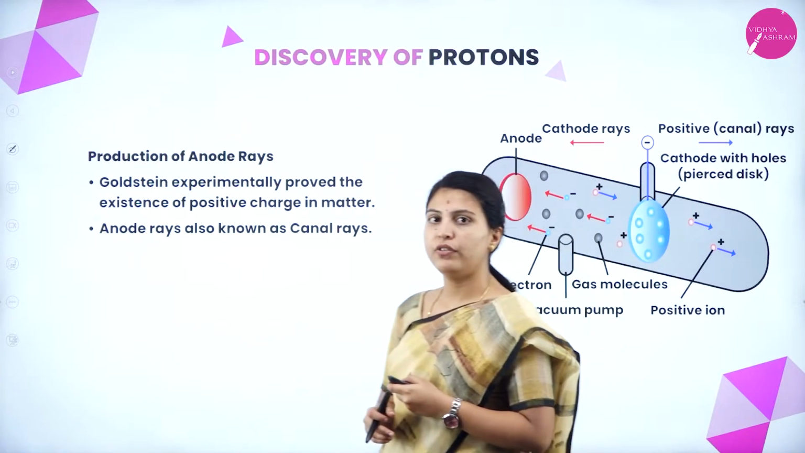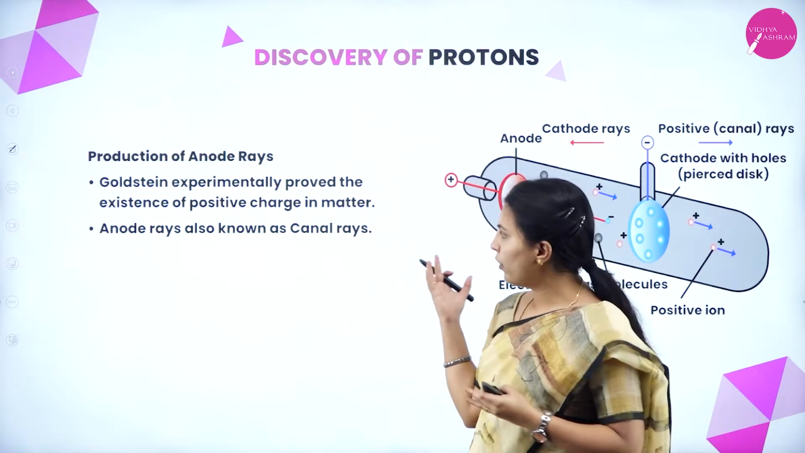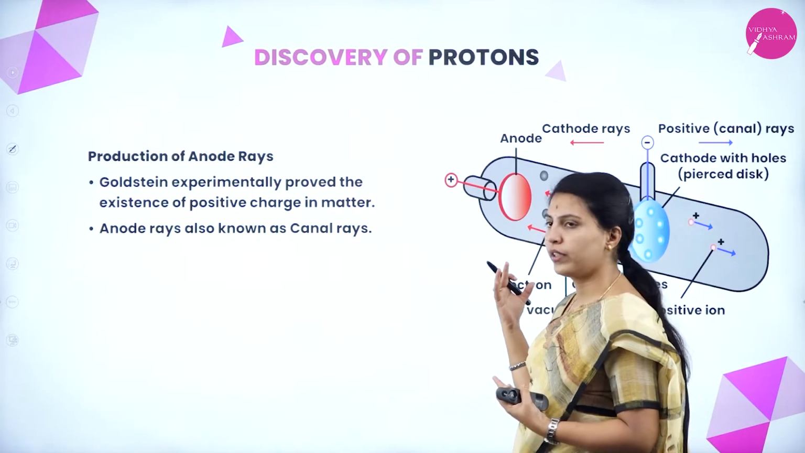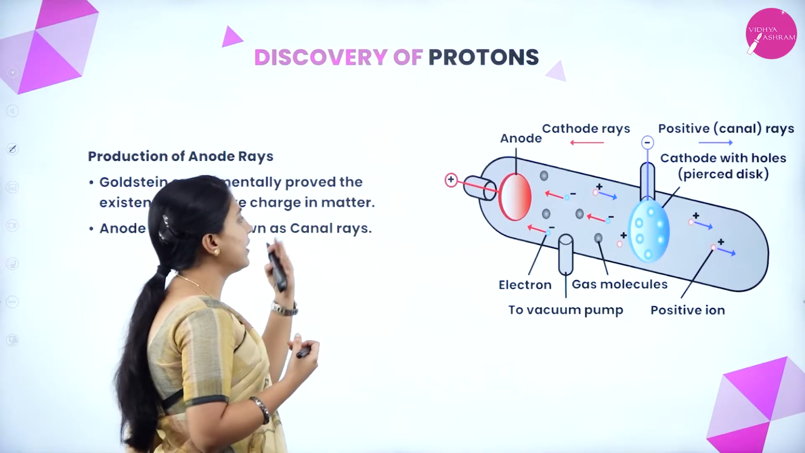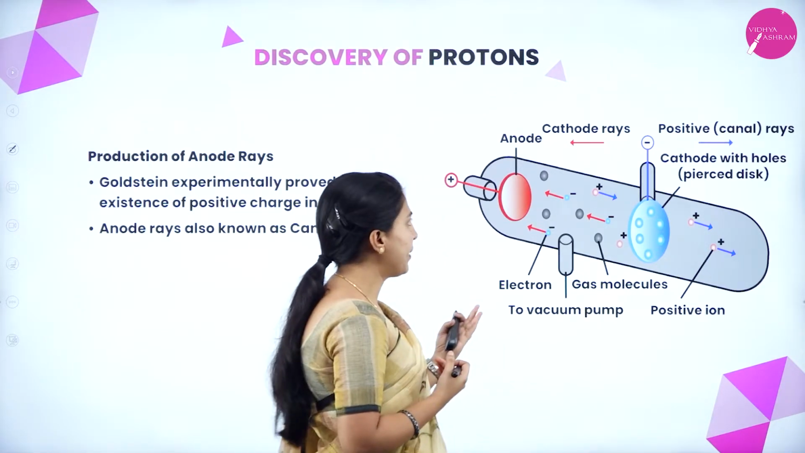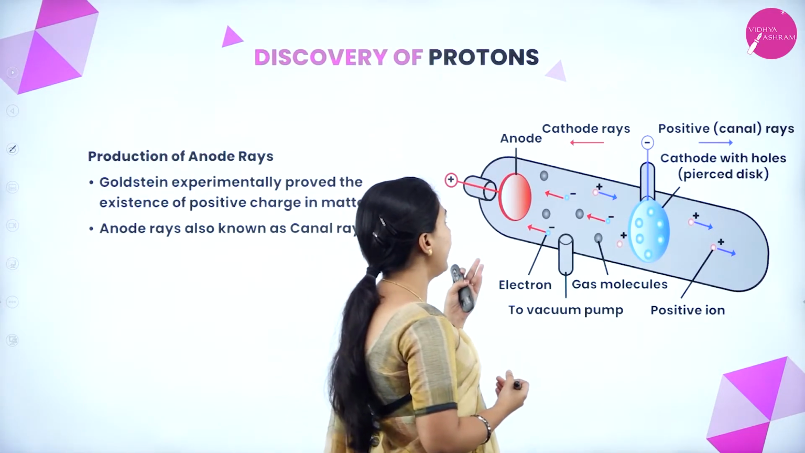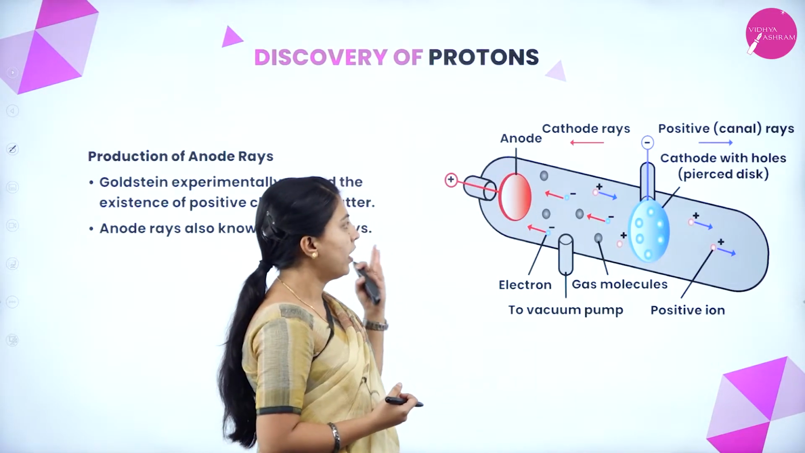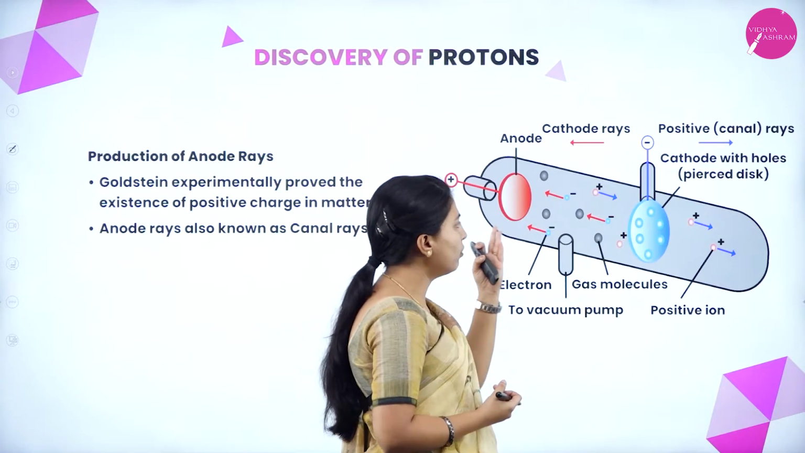Next is the discovery of protons. We know that an atom is a neutral particle, and when there is a presence of negatively charged particles, there is also a presence of positively charged particles. That's why Goldstein discovered protons using the discharge tube. It is the same experimental setup as the cathode ray discharge tube, but the difference is that there the anode was perforated, but here the cathode is perforated. There the rays were moving from cathode to anode, but here the rays are moving from anode to cathode.